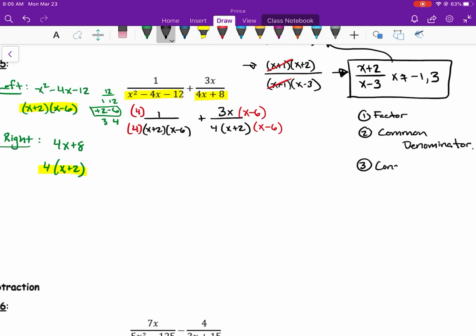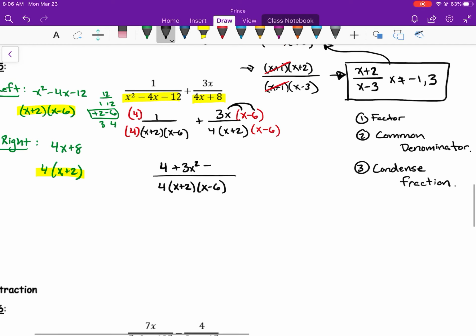Now let's condense the fraction. So on top I got, hold on, let's just make the bottom for right now. It's 4, x plus 2, and x minus 6. Common denominator now. So 4 times 1 gives me 4, top left. Distribute the 3x, and we get plus 3x squared minus 18x.